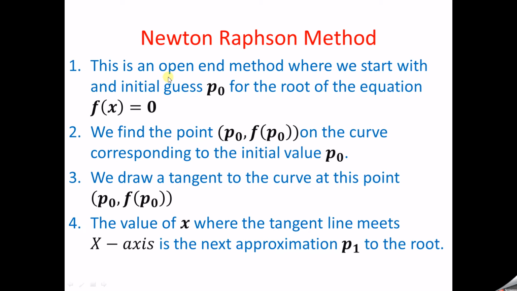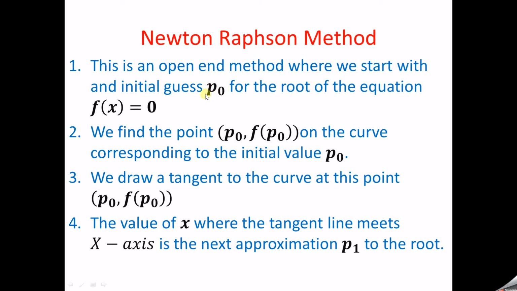To find the root of an equation in this method, we start with an initial guess. We call it P naught. This method is an open method, and we start with only one initial guess, P naught, for finding the approximation to the root of this equation f(x) = 0. After starting with this initial guess P naught, we find the corresponding point on the curve f(x).